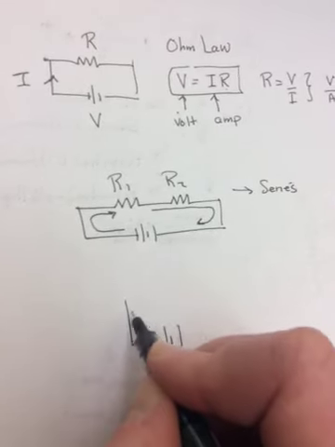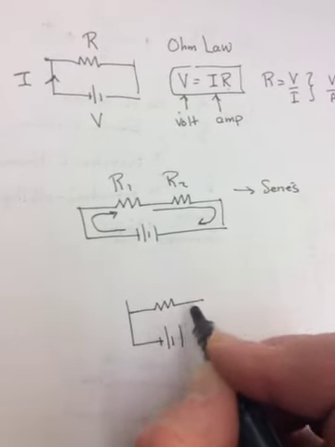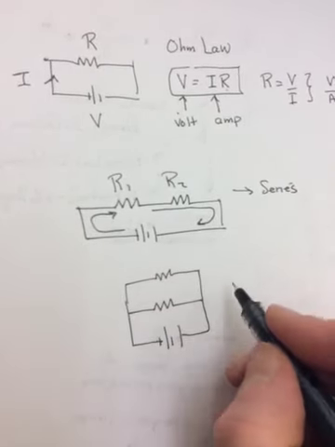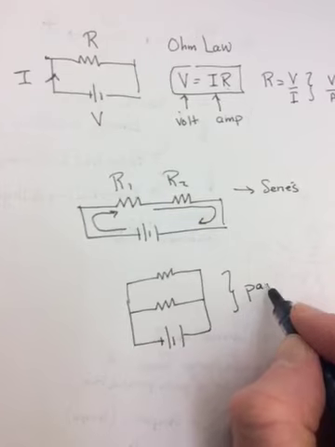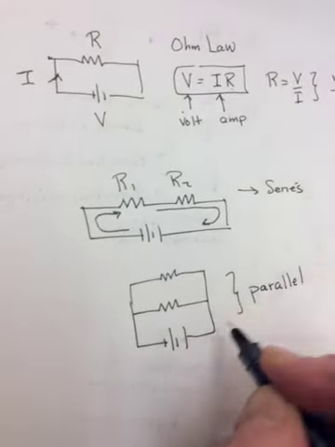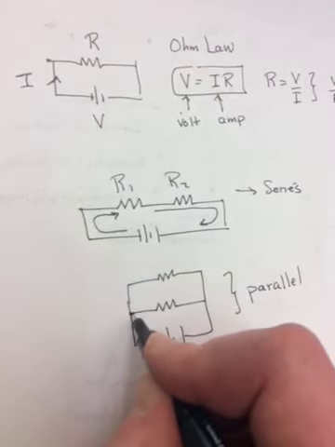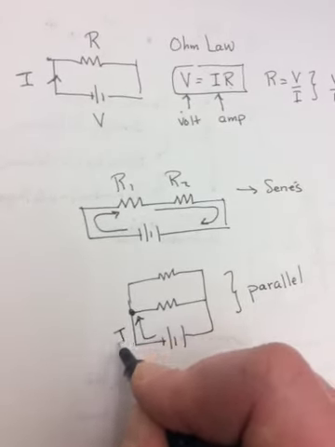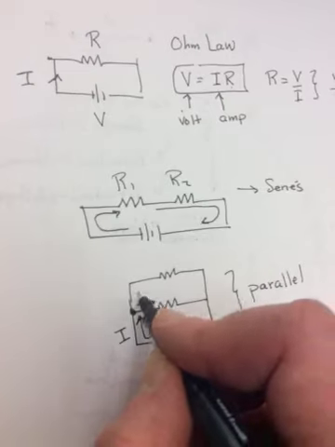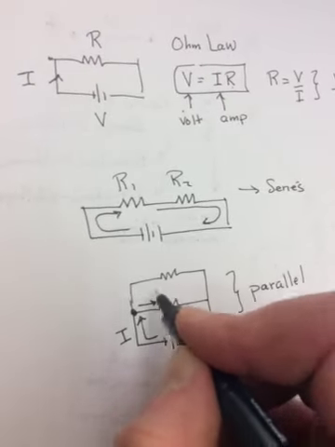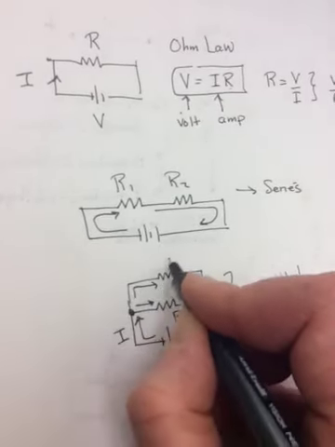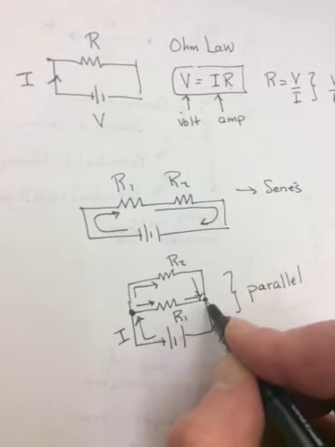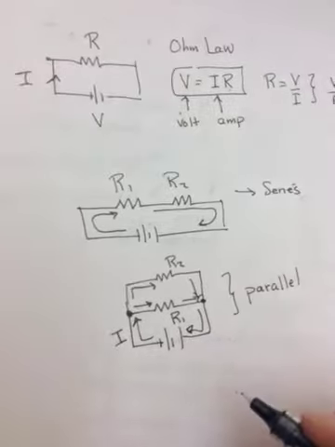The other option for the way they could be connected is something like this. And when you see them connected like this, it's called parallel. Not because they're parallel to each other. A parallel circuit has a junction. So the current comes up here, but then it needs to make a choice. Some will flow this way through R1, the rest will come up and flow through R2, and then they come back together here, and they come back to the power supply.